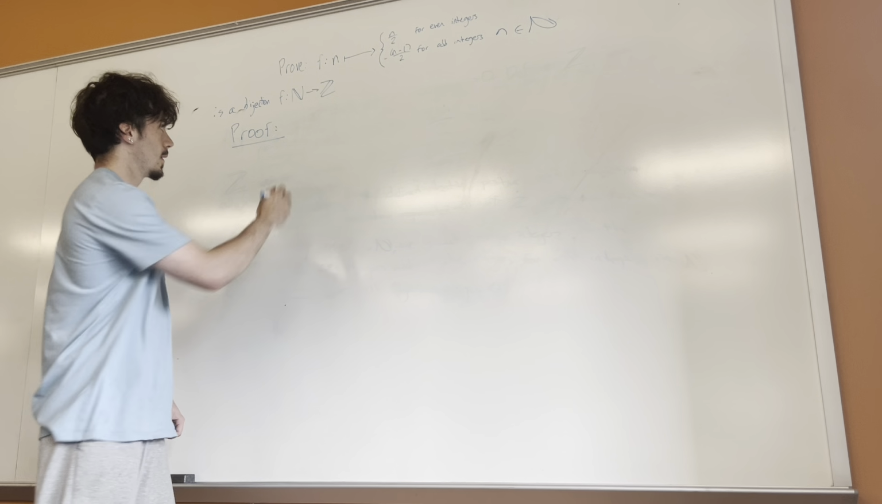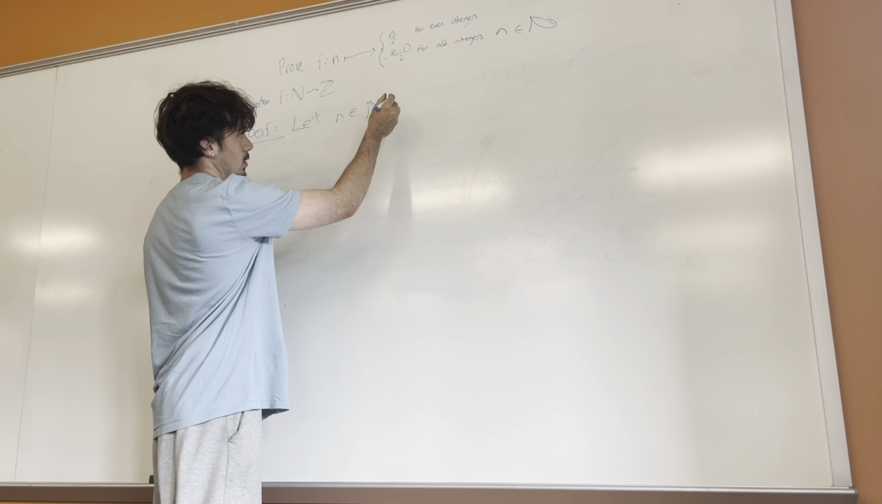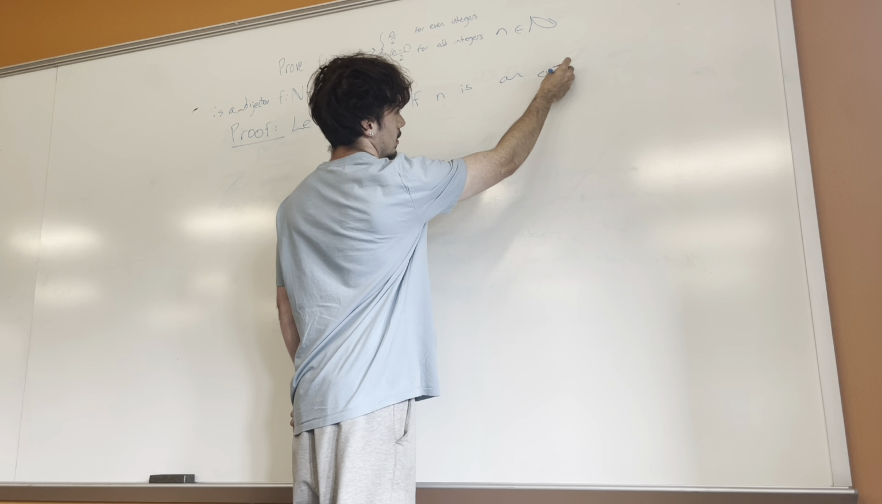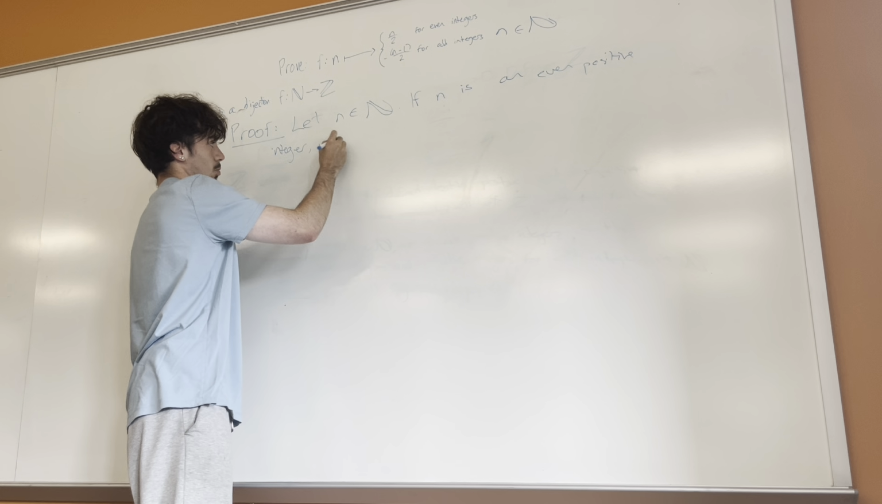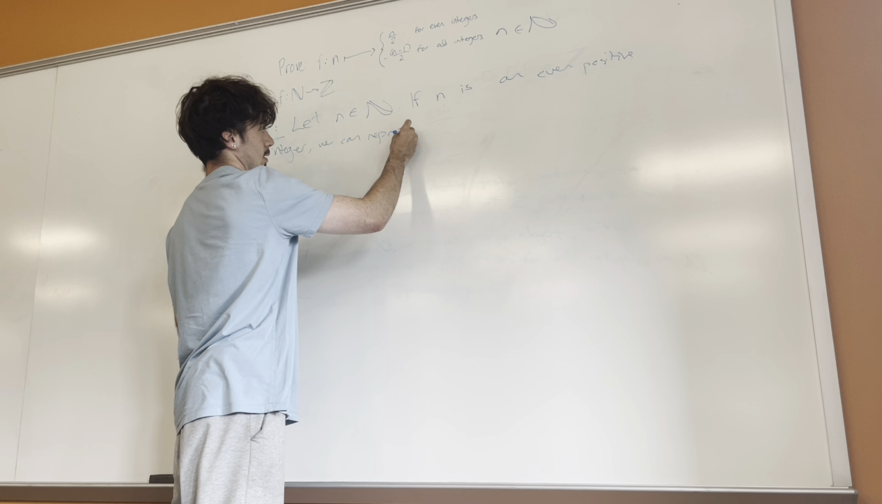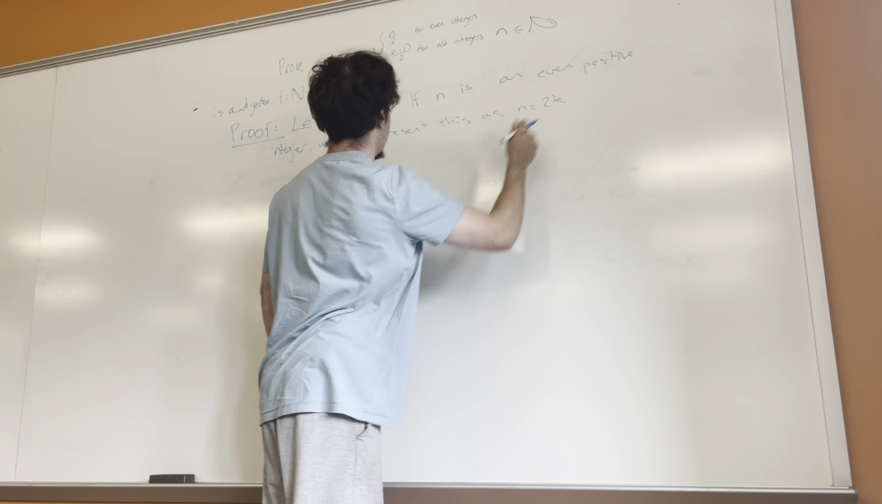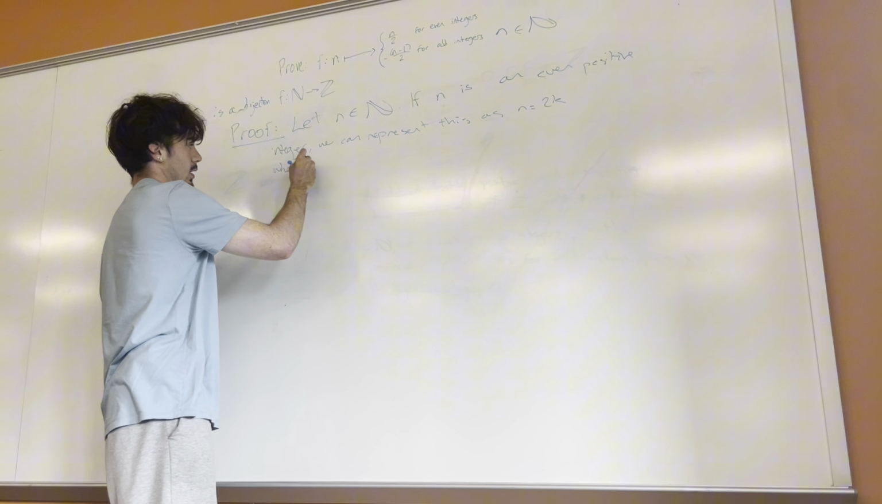Let's just reiterate, let n be an element of the natural numbers. So if n is an even positive integer, we can represent this as n equals 2k, where k belongs to the natural numbers.